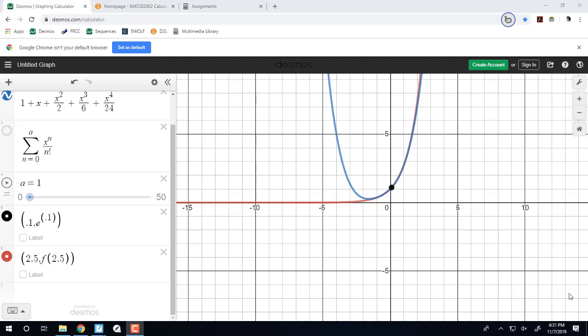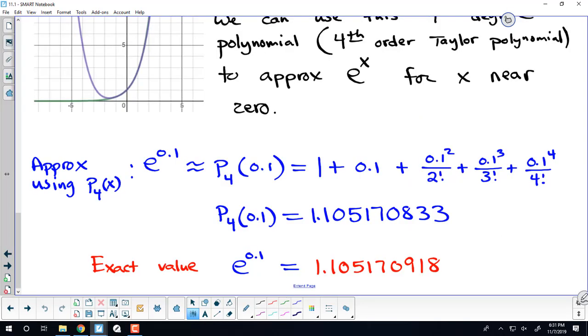Some of the sections don't have a lot of problems, but a lot of the problems are time consuming. So try to keep up with it if you can.